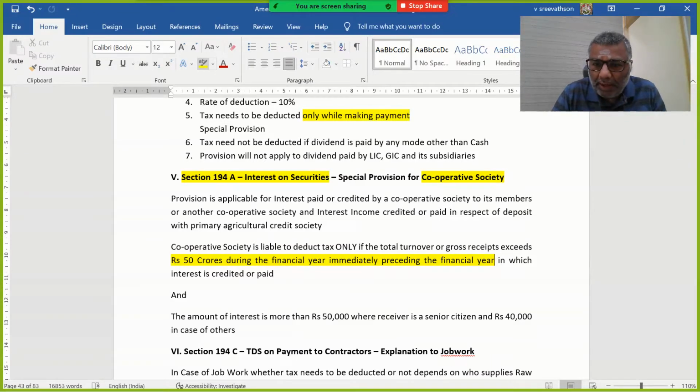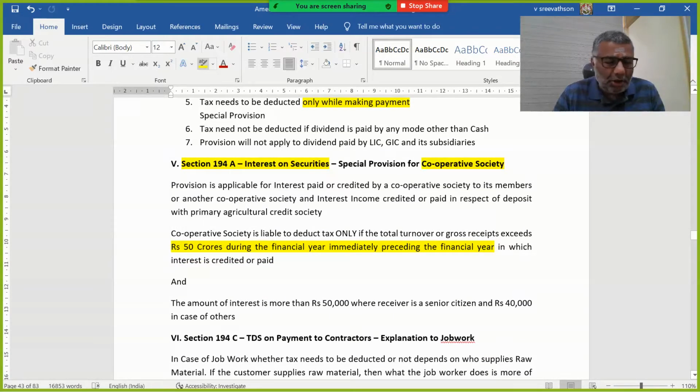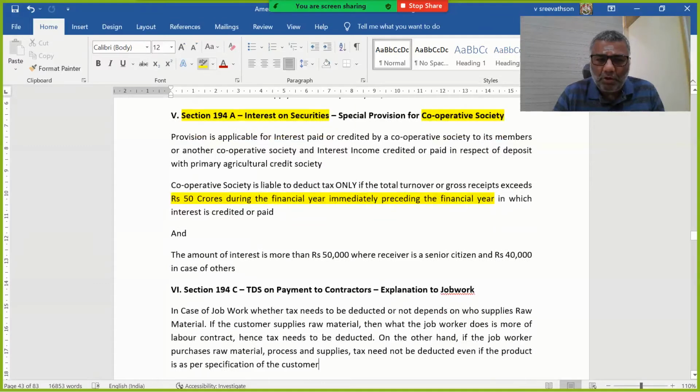A couple of years back itself, they brought cooperative banks into the TDS net. Now they have brought cooperative societies also into the TDS net. Cooperative banks are now part of the TDS net everywhere. Previously, five years back, cooperative societies were away from the TDS net altogether. First they brought all the cooperative banks, now they are bringing cooperative societies.